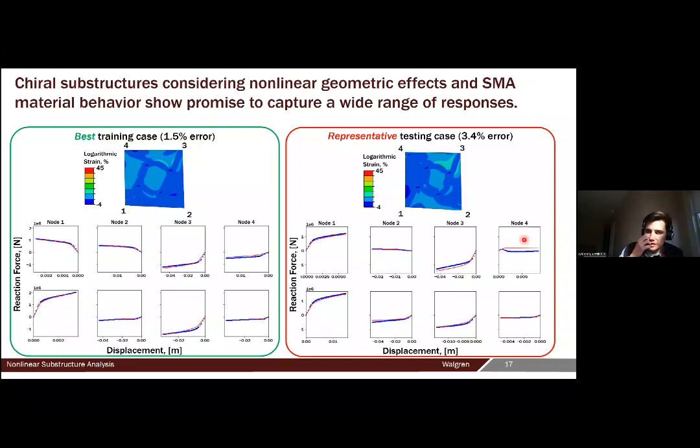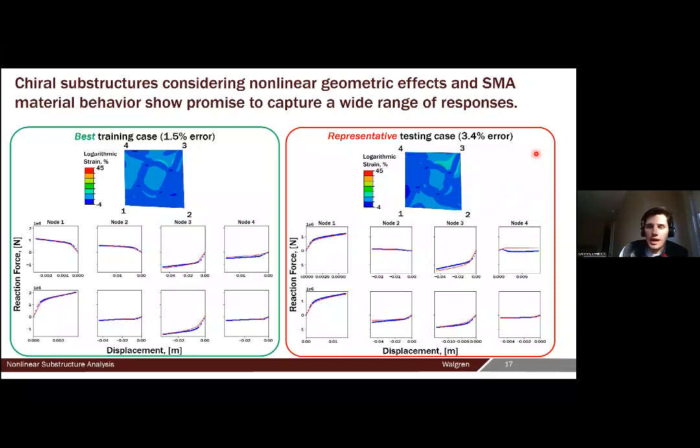And I really think that this is just due to the lack of a non-associative flow rule that we haven't included in the framework. So if we include a non-associative flow rule instead of an associative flow rule, we should be able to capture a lot of these non-dissipative responses a lot better. But overall, still 3.5% error. We still do quite well with respect to a lot of the degrees of freedom.